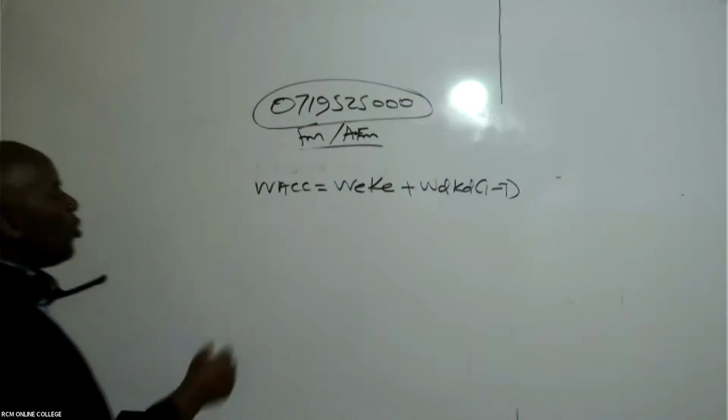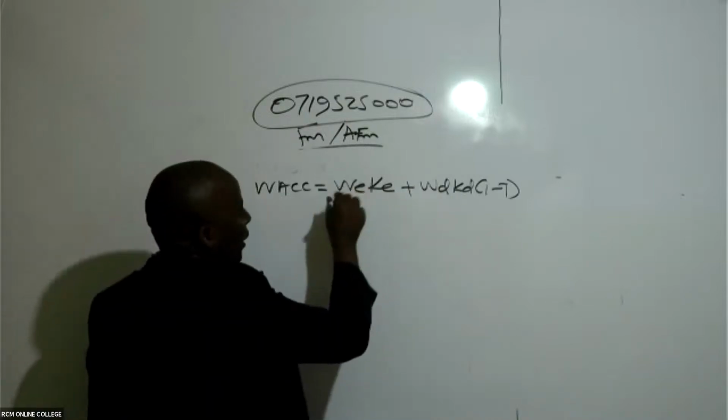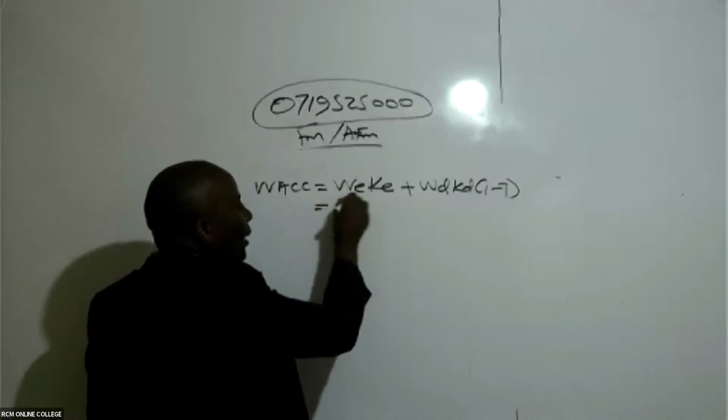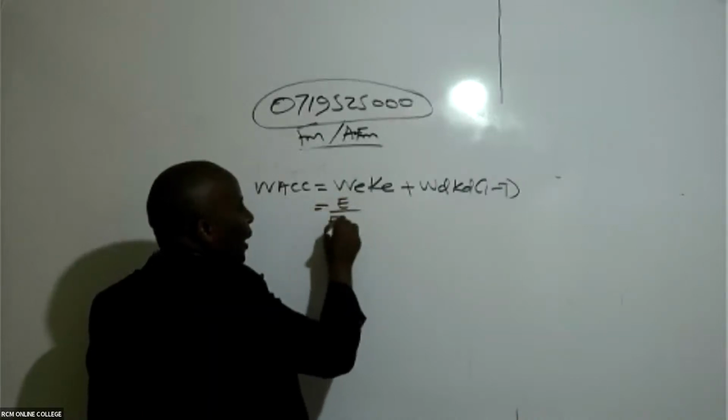So then how do we get, in this case, the weight of equity? To get weight of equity, we normally take the equity value, all over equity plus what year?